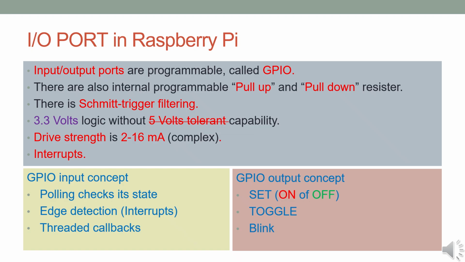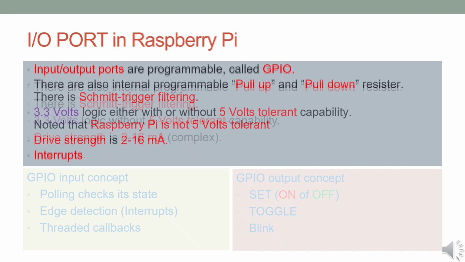Summary: GPIO equals programmable input-output ports. Each pin can be set as input or output. Raspberry Pi GPIO includes programmable pull-up and pull-down resistors, Schmitt-trigger noise filtering, 3.3V logic level, not 5V tolerant, and max output current of approximately 2 to 16 milliamps. Input can be handled via polling, which is less efficient, or interrupts with edge detection, which is more efficient. Output control can include set, toggle, or blink. Use libraries like gpiozero to simplify programming and control.